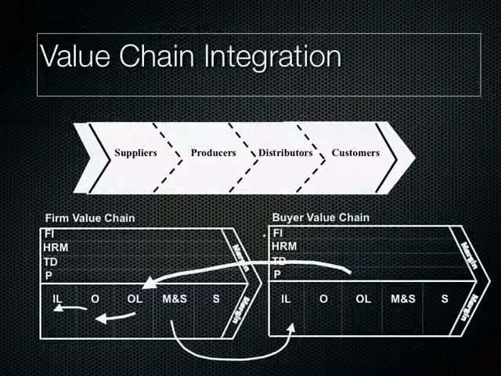So if we take a look at the buyer, it has inbound logistics. So there's an arrow going to inbound logistics. Where does that come from? It comes from the marketing and sales primary activity of the firm. And the outbound logistics and the procurement from the buyer's value chain goes back to outbound logistics operations and inbound logistics to the firm value chain. In other words, our value chains are linked, and that's an important thing for us to understand.